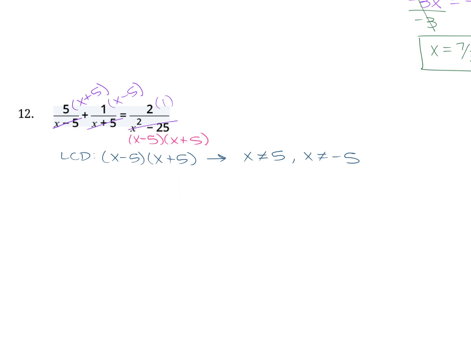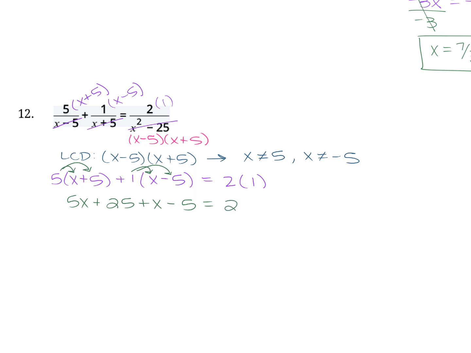So ultimately, we have 5 times x plus 5 plus 1 times x minus 5 is equal to 2 times 1. On the left side, we're going to distribute the 5 and the 1, and that's going to leave us with 5x plus 25 plus x minus 5 is equal to 2.